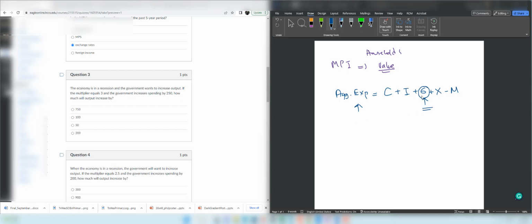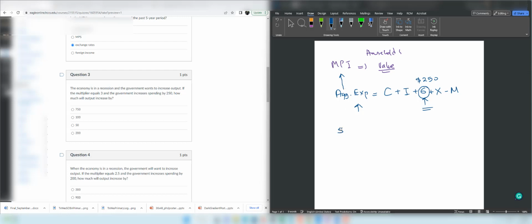When government increases spending, aggregate expenditure is not increasing by just the increase in spending. So what does that mean? That means if the government spending increases by 250, aggregate expenditure rises more than 250. And the question is how much more, or why aggregate expenditure is increasing more than 250.